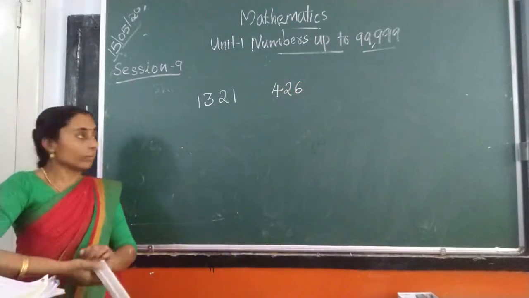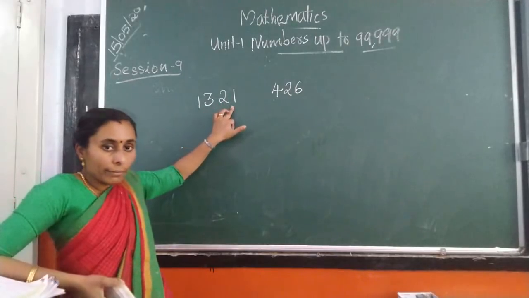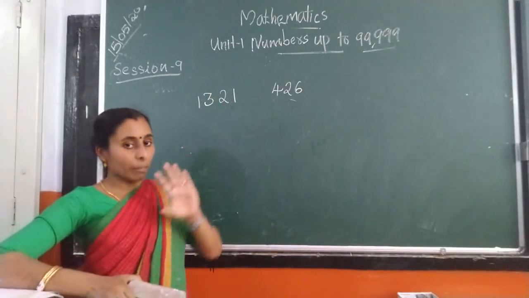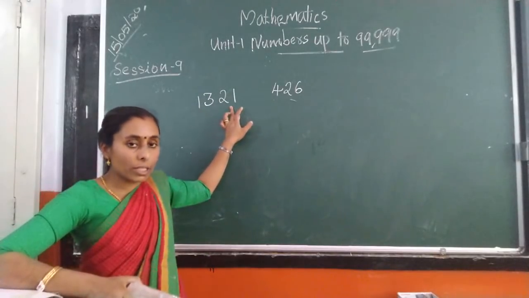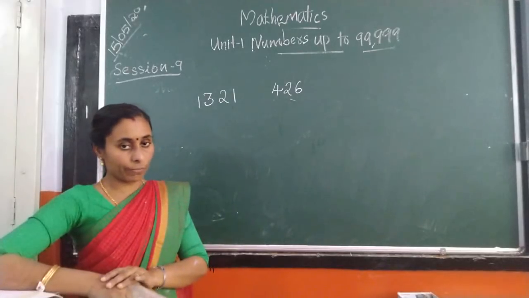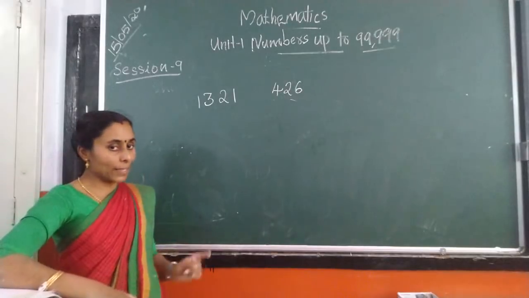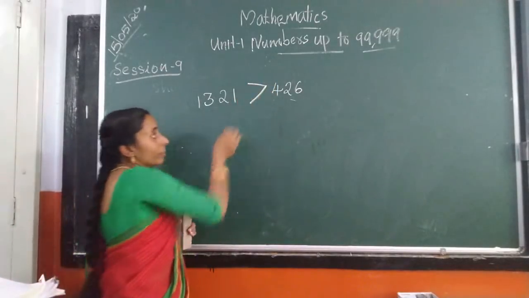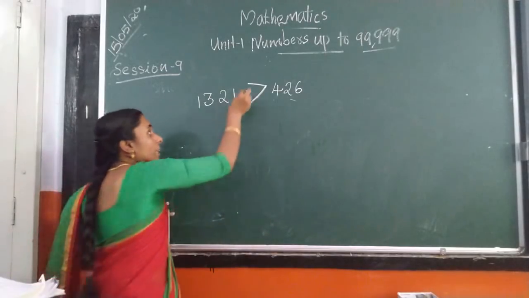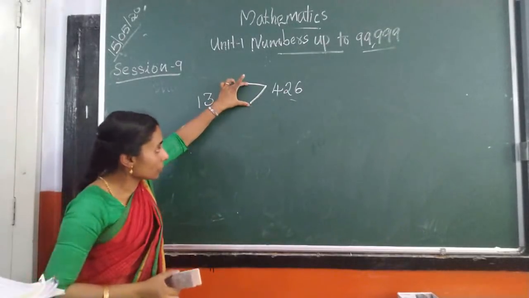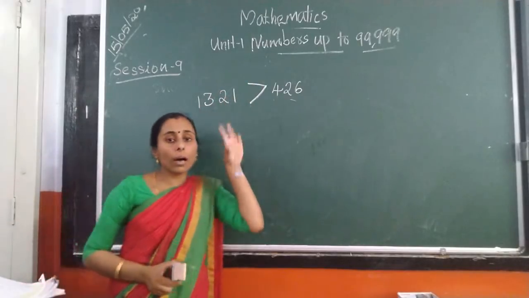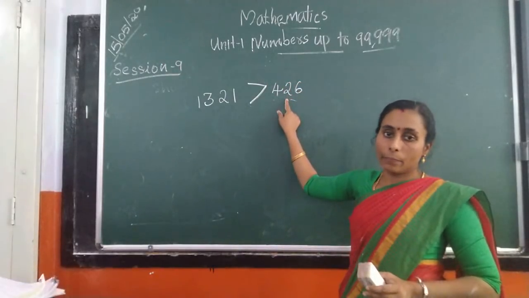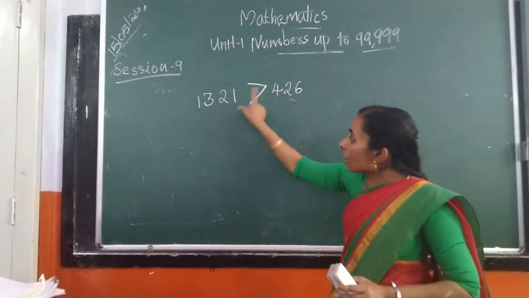I have written two numbers, 1321 and 426. Which number is bigger and which is smaller? 1321 is bigger than 426, so there we have to place the greater than symbol. If you have doubt, when we write the greater than symbol, the open area of the mouth tends towards the bigger number and the closed area always tends towards the smaller number.